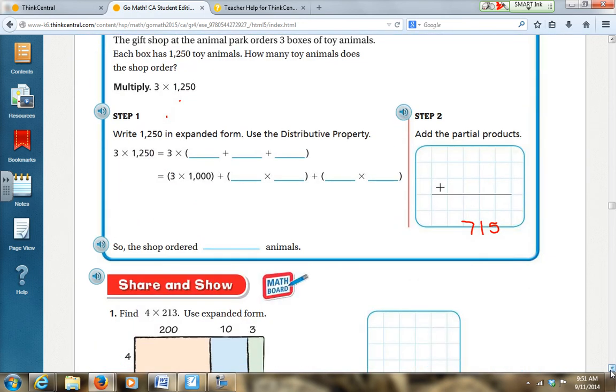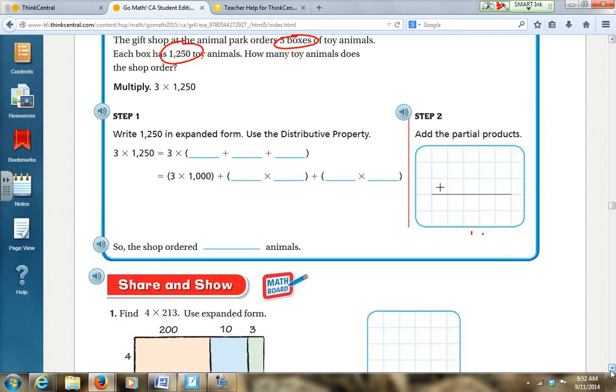Okay, same thing with distributive property. It says the gift shop at the animal park orders 3 boxes of toy animals. Each box has 1,250 toy animals. How many toy animals does the shop order? How many of you can solve 1,250 times 3 in your head? Wait. You can, Melina? What is the answer? So you raised your hand without listening? Can you multiply this in your head right now? Whoa. No. Okay. So let's use expanded form.